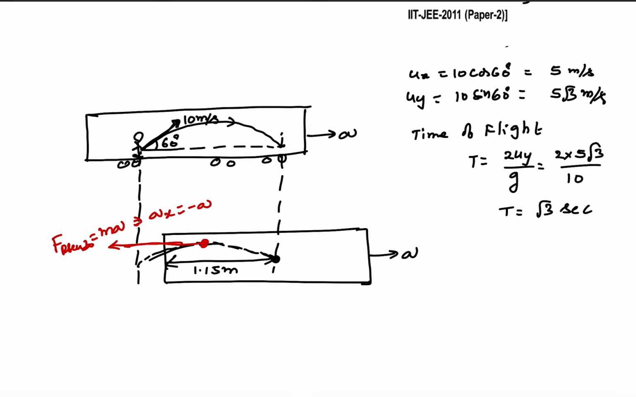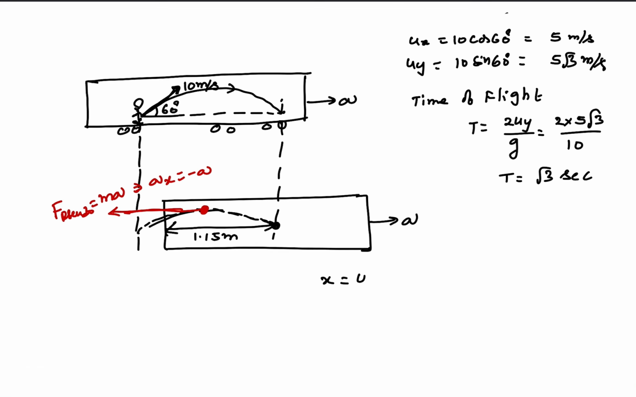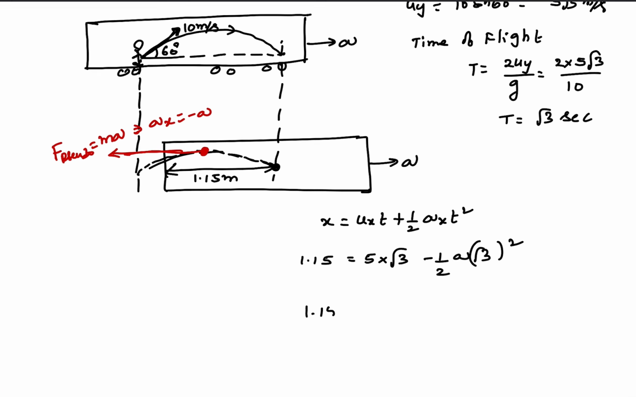Minus a is there, and he is covering a distance of 1.15 meters. I am writing the distance covered. x is equal to ux t plus half into ax into t square. He is covering 1.15 meters. The ux value you already have is 5. The t value is root 3. Acceleration is minus a. Minus half into a into t square, where t is root 3 whole square.